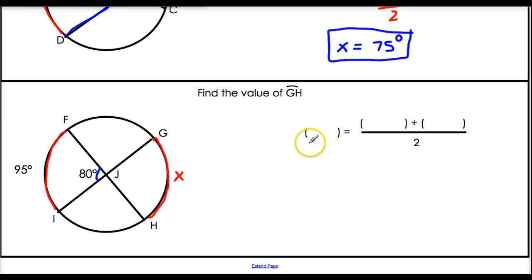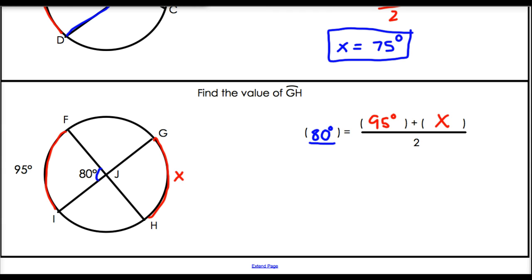So my angle, which goes here, is 80 degrees. That's on the inside. One of my arcs is 95, and my other arc is X. So I just added my two arcs, divided by 2, which equals my angle. And I'm trying to solve for X here.